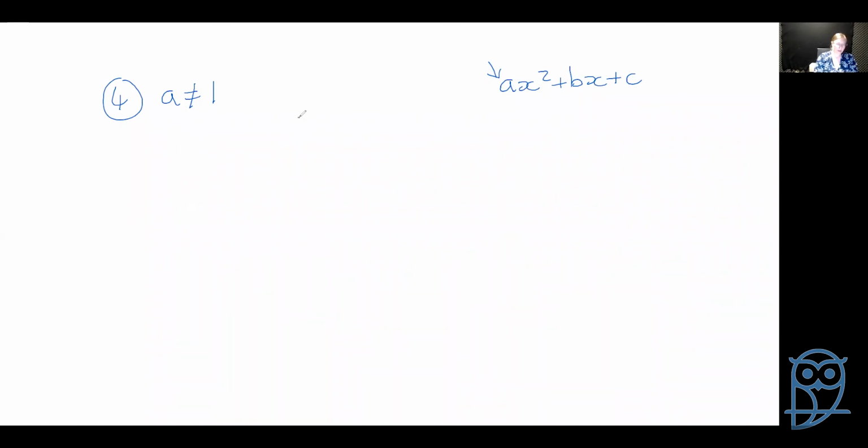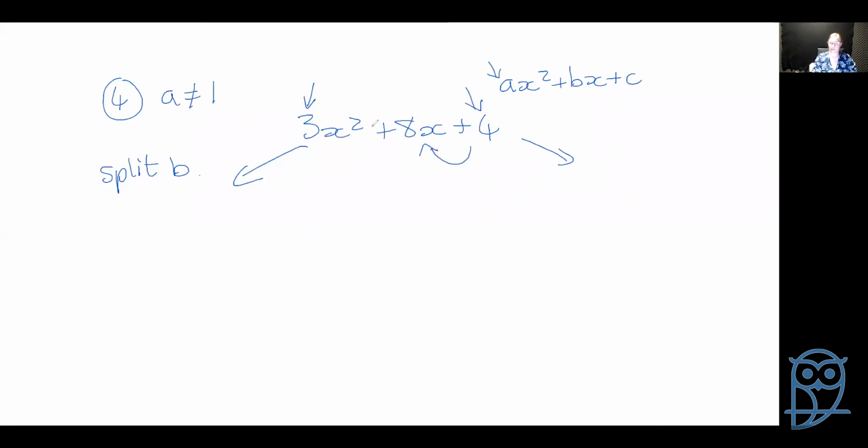So here's our question. We have 3x squared plus 8x plus 4. Okay, I'm going to do 2 methods. Our first method is the split b method. Okay, so this is the one they use in your books. You are going to look at the factors of a and c, so 3 and 4, that are going to give you b. So first, let's multiply them together. So 3 times 4 gives us 12. So our factors of 12 are 1 and 12, 2 and 6, 3 and 4.